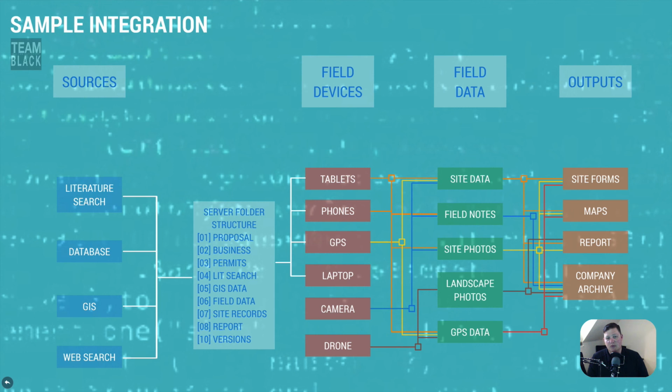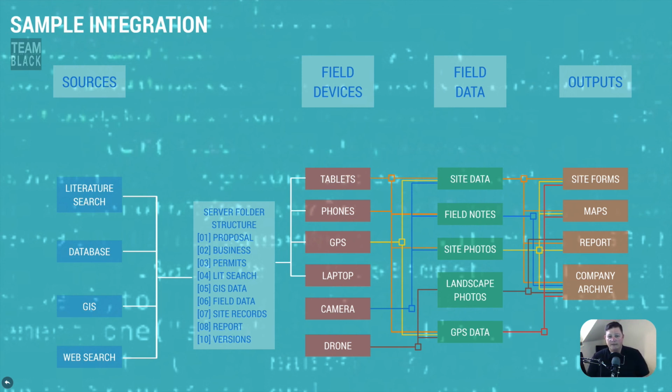You might have previously recorded site records, you might have shapefiles, things like that, that are going into those devices, and that's why it's going in on the left. Of course, nothing's coming into the camera or drone from the lit search, because those are data creation devices, not input devices. They're output devices.